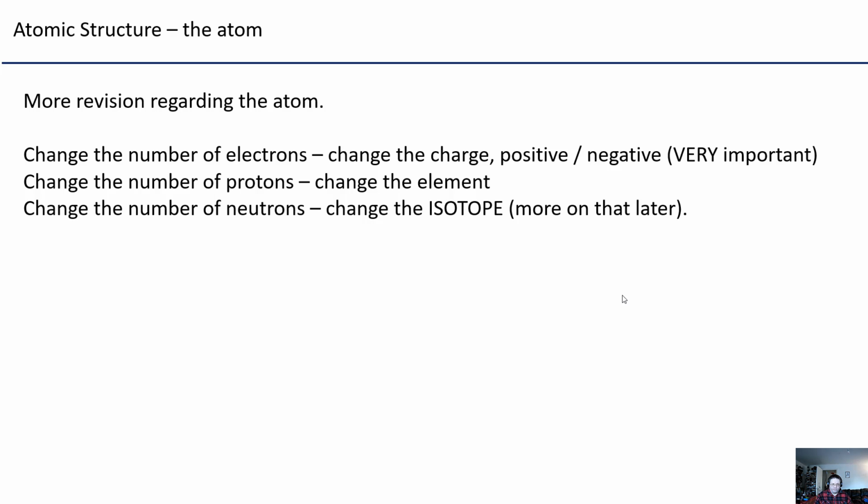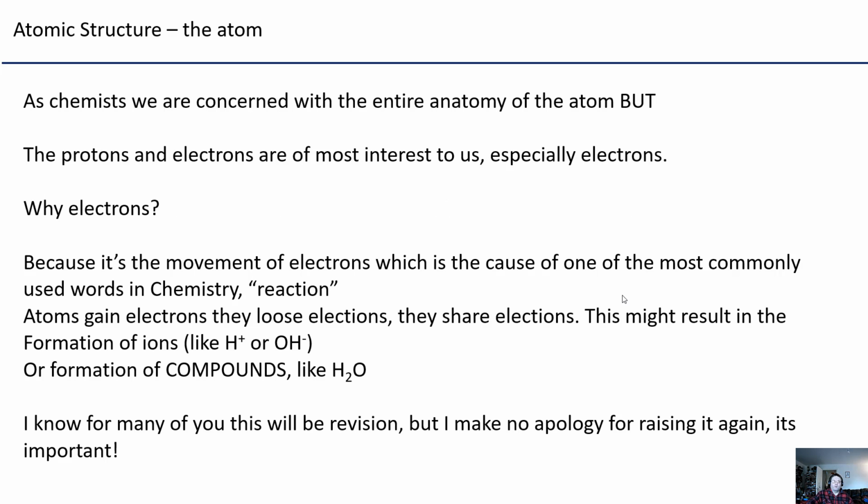So you've got different isotopes of an element. If that makes sense. Shall I move on before I've bamboozled you too much? You get the general idea, don't you? But as I say, more on that later. Chemists are concerned with the entire anatomy of the atom. Yes, we are. But the main particles we're interested in are protons and electrons. Neutrons, yes, we're interested in them because they change the isotope. But mainly as chemists, we're quite interested in protons, but more interested in electrons.